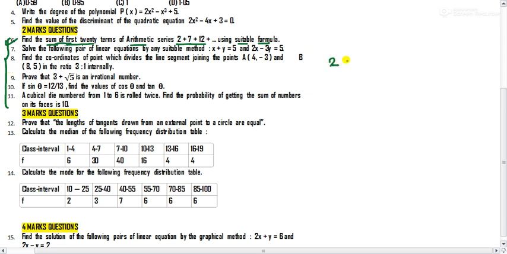Okay, so let me write it. Here they have given 2 plus 7 plus 12. This is the AP. And they have asked the sum of first 20 terms. It means they have asked S20.